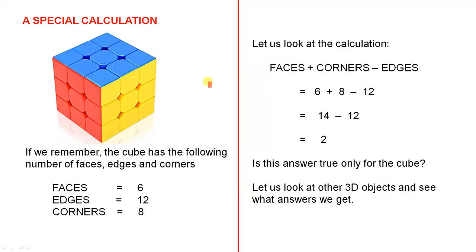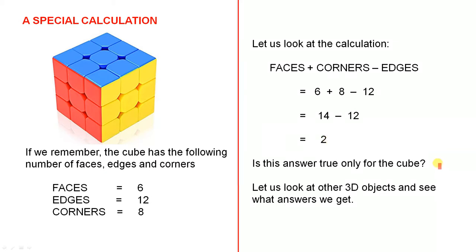A special calculation. If we remember, the cube has the following number of faces, edges and corners. So there are 6 faces, 12 edges and 8 corners. Let us look at the calculation: the number of faces plus the number of corners minus, or take away, the number of edges. So the number of faces is 6, the number of corners is 8, the number of edges is 12. 6 plus 8 is 14. 14 take away 12 is 2.